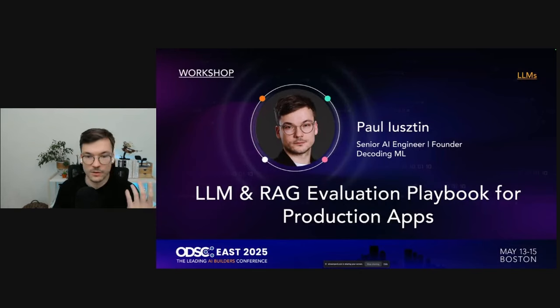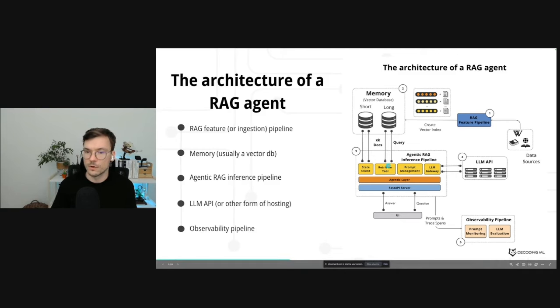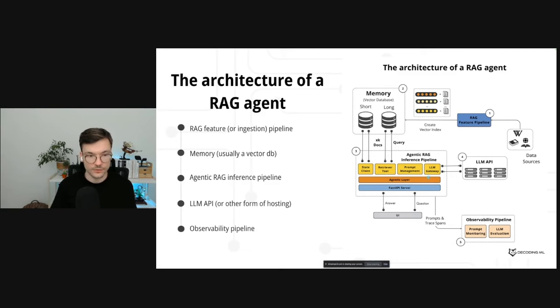Okay, so as I already presented to you, this webinar is called the LLM and RAG Evaluation Playbook for Production Apps. And I want to start by giving you quick insights on how a RAG agent architecture looks like and where we can evaluate and monitor it. A RAG agent architecture can basically be split in two big components: the RAG feature pipeline, or the RAG ingestion pipeline, that takes in data from a specific data source, processes it, and loads it into your memory, which usually is a vector database, but it can be anything else, right? And on the other side of the spectrum, we have the agentic RAG inference pipeline, as I like to call it. Usually here is where you have all your agentic logic or LLM logic and so forth.